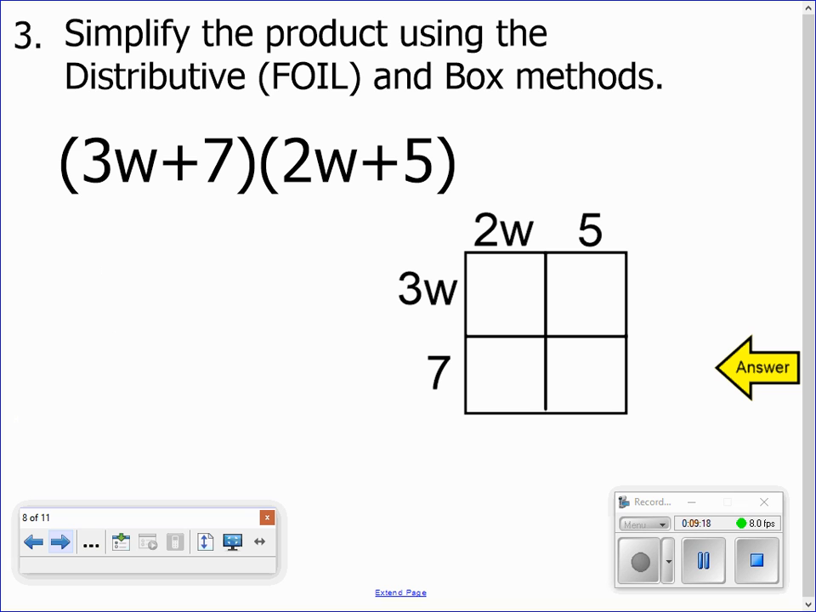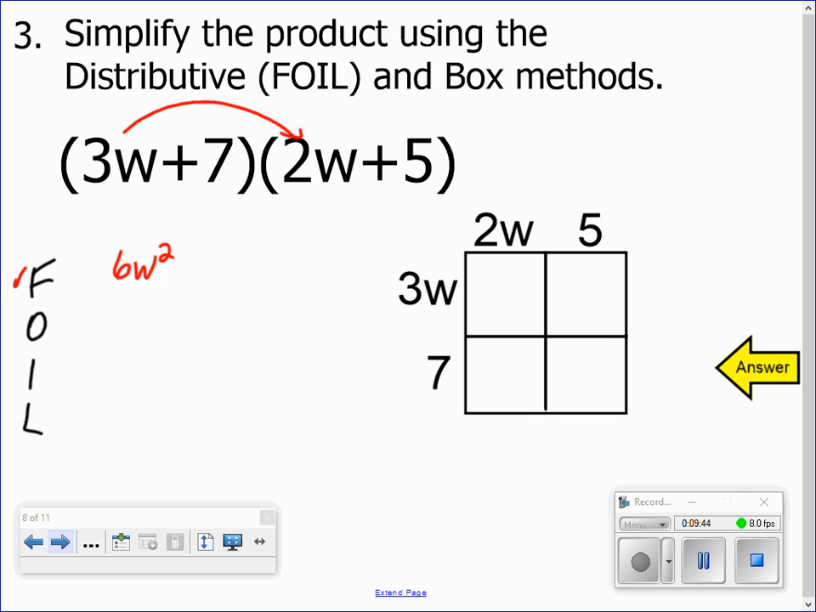Again, here, I'm going to stick with the FOIL method because this is the easiest kind of method that we like to use, the one that we commonly accept in algebra. Again, first, outside, insides, and last. I start with my first terms. That's 3w times 2w. 3 times 2 is 6. W times w is w squared.